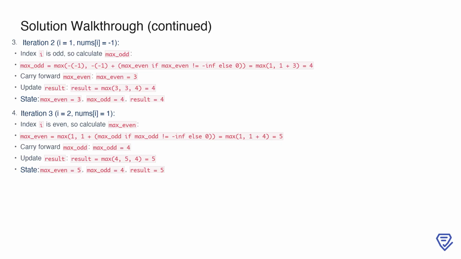We carry forward the value of max_even, which remains 3, and update result to the maximum of its current value, max_even, and max_odd. This gives us a new result of 4.